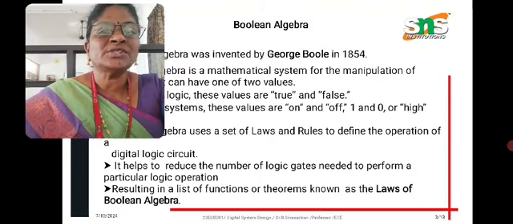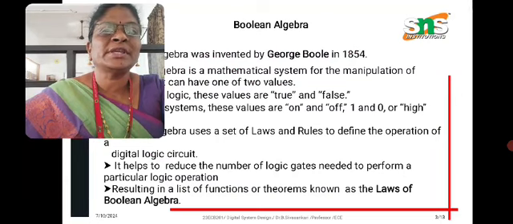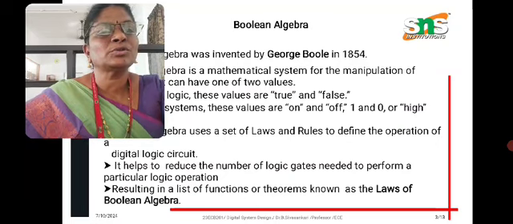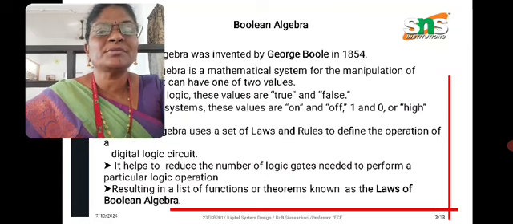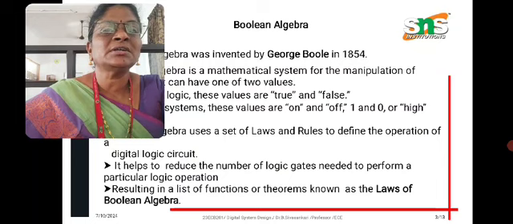Boolean algebra was invented by George Boole in 1854. It is a mathematical system for the manipulation of handling one or two values. It helps to reduce the number of logic gates needed to perform a particular logic operation, resulting in a list of functions or theorems known as the laws of Boolean algebra.